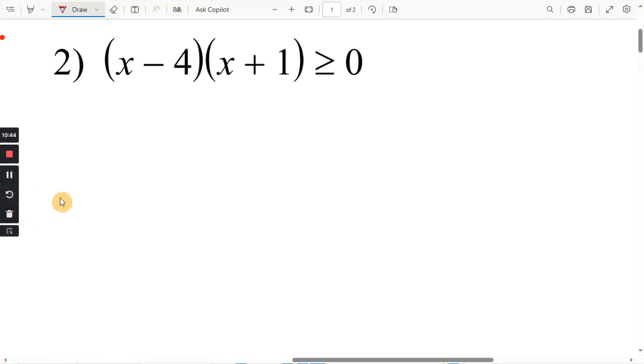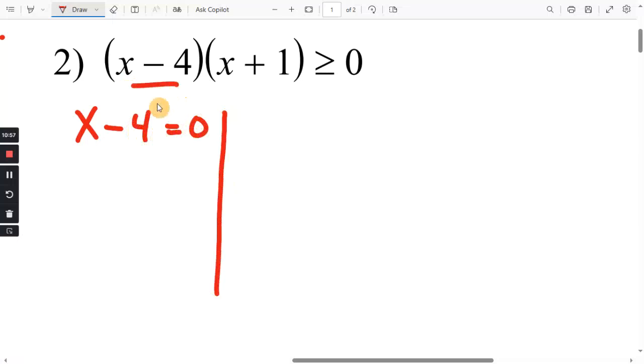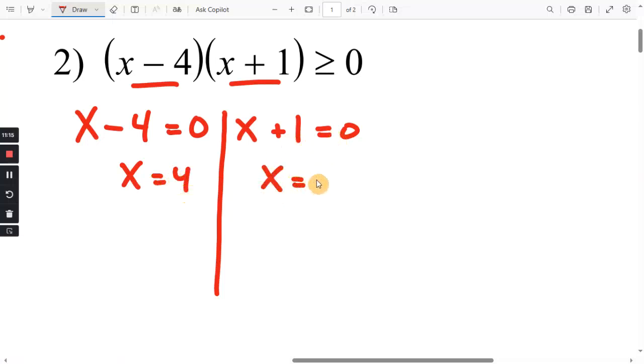All right, so number 2 is basically the same thing. We already have the 0 on one side, and we can set each of these binomials equal to 0. Why is that? Because this could be 0 or this could be 0. When you multiply it, they're going to equal 0. All right, so we're going to find the zeros here. We don't need to factor. It's already factored. Plus 4 on both sides, and you get x equals 4. Minus 1 on both sides, you get x equals -1. So those are the zeros.